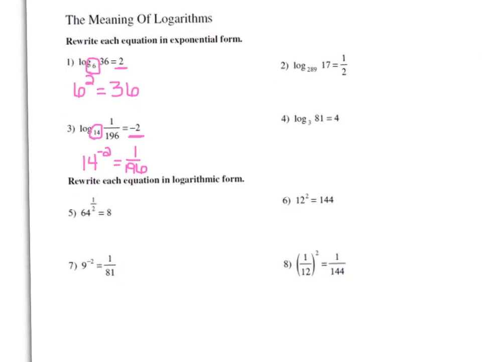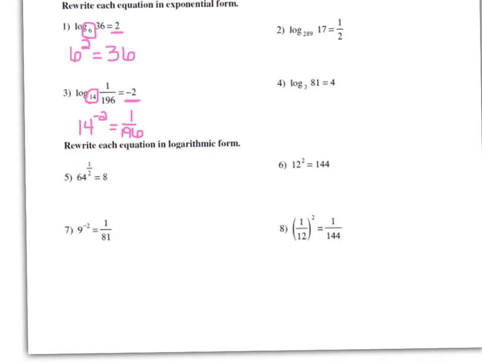Okay, let's pick one from down here. This is going the other way. So this is giving it to you in this form and wanting you to write it like this. So for number 5, let's go number 6. For number 6, I would say log base, and it would be the base of the power. So log base 12 of 144.